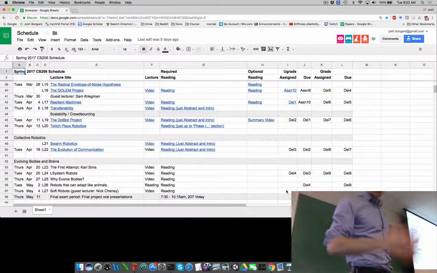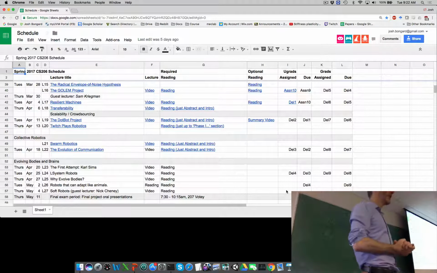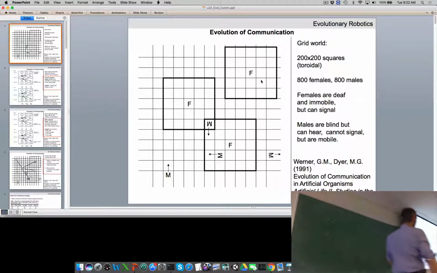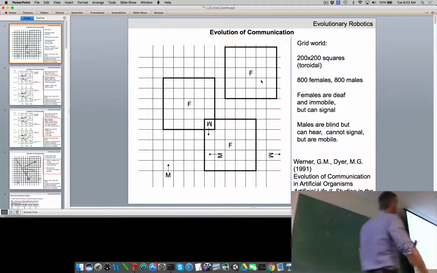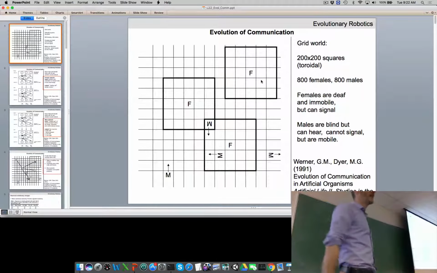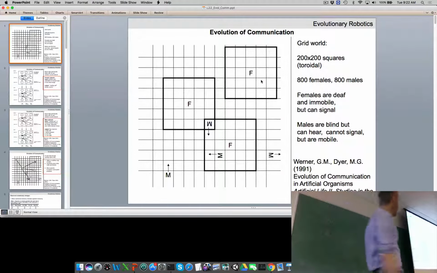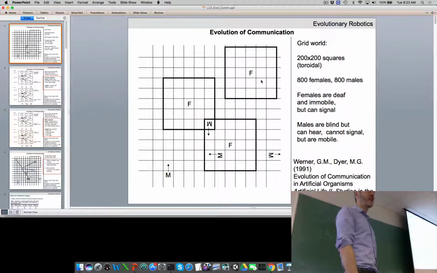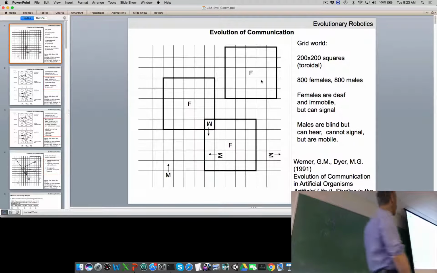Okay, so we're going to look at literally the evolution of communication. Here we go. Again, this is a relatively old experiment in the field. Actually, it predates evolutionary robotics. So these are sort of disembodied agents, kind of like the lions and the gazelles. And again, this is an explicit study of the evolution of communication. This is the first time we've actually seen gendered agents or robots. We have male and female agents in this case.